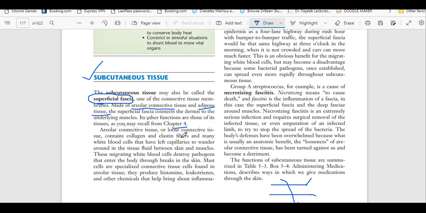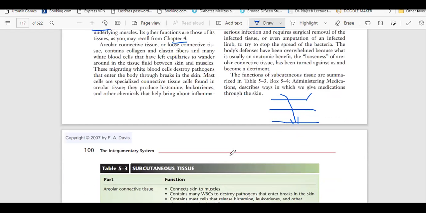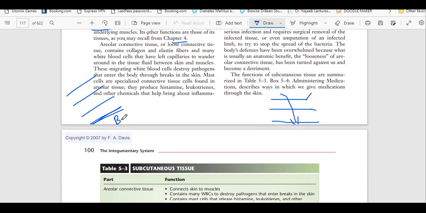Okay, so basically this is the epidermis, this is the dermis, this is subcutaneous. This is the muscular layer. After the muscular layer we have bones. So basically this is the skin, this is the muscle. So subcutaneous tissue connects both muscles and skin. Okay, that's the thing we have to remember.